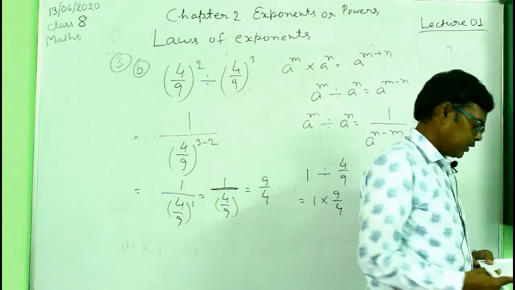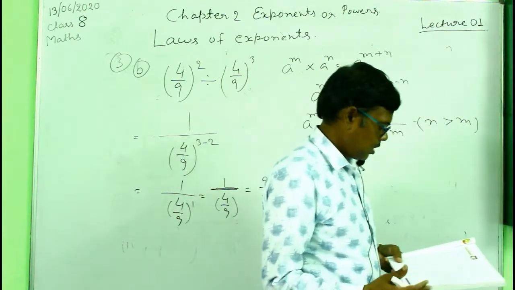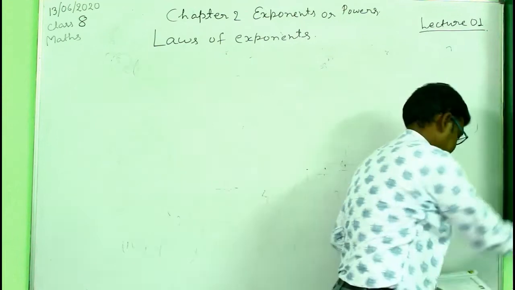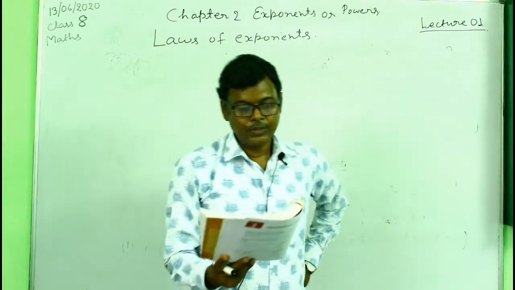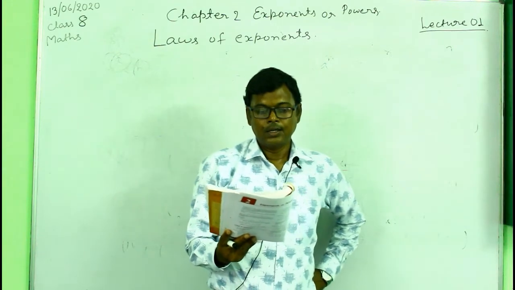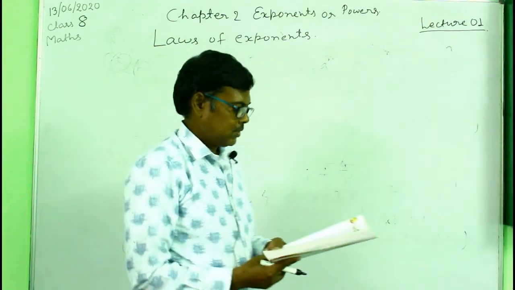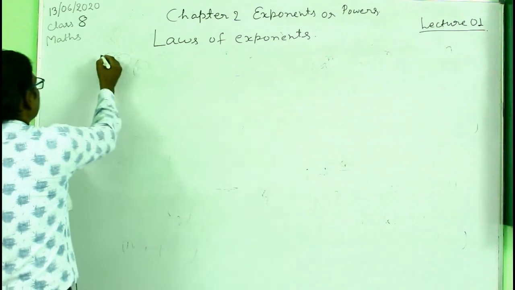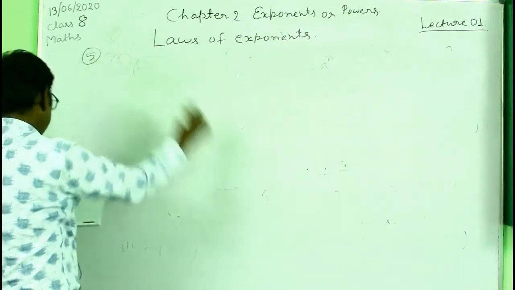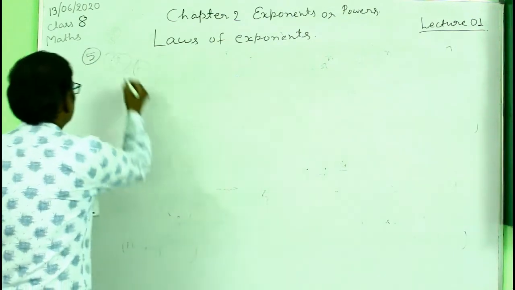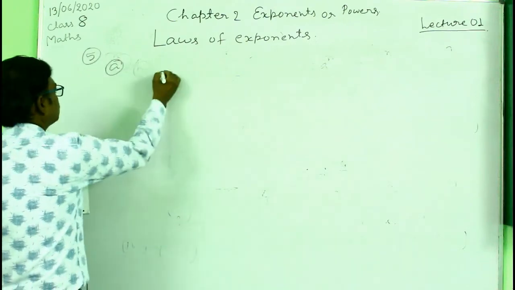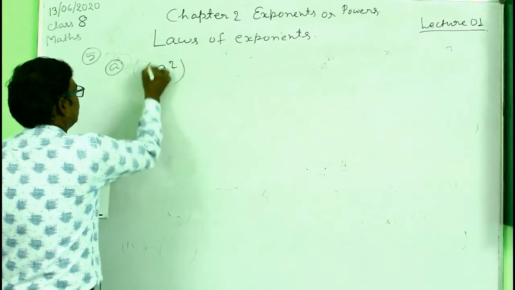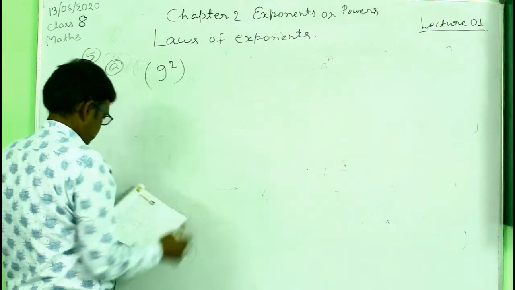So similarly you can solve other questions C and D. Now I will solve question number 5. In question number 5, simplify the following and write in the exponential form. So question number A, 9 square to the power 7.